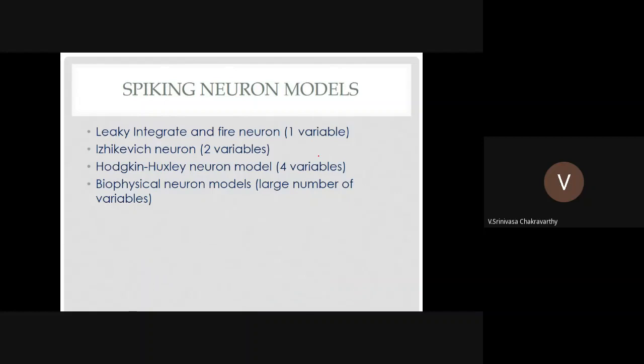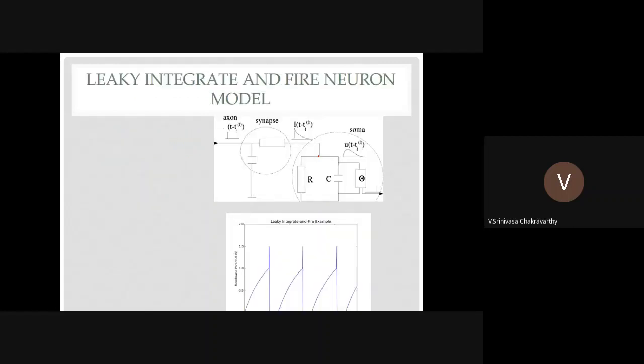If you look at the spectrum of spiking neuron models, we talked about the leaky integrate-and-fire neuron model, one variable, Izhikevich, two variables, Hodgkin-Huxley, four variables, and biophysical neuron models can have a very large number of variables. You can have a few hundred differential equations to describe a single neuron. That's quite possible. There are software packages which will let you do that. The question is, why do you need it? That's a different matter.